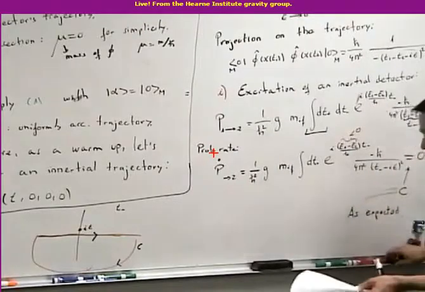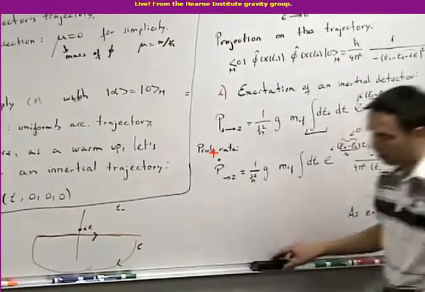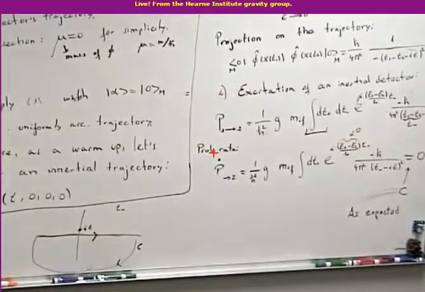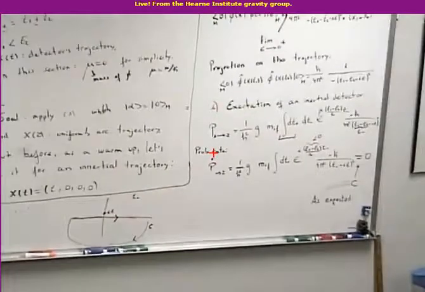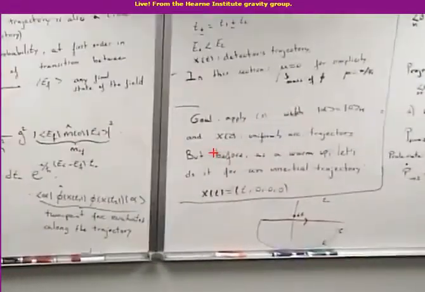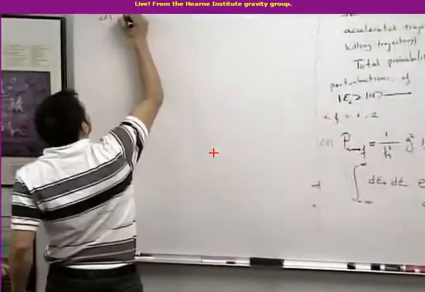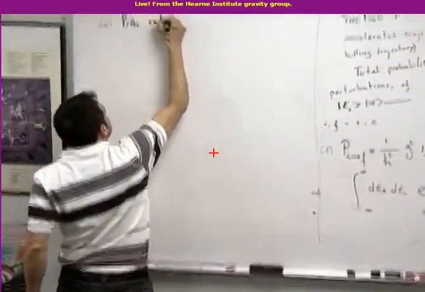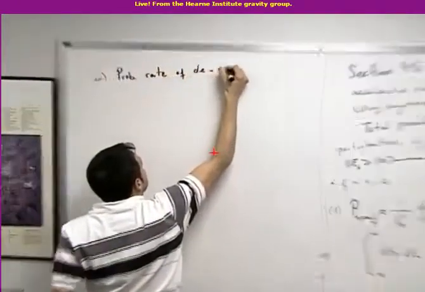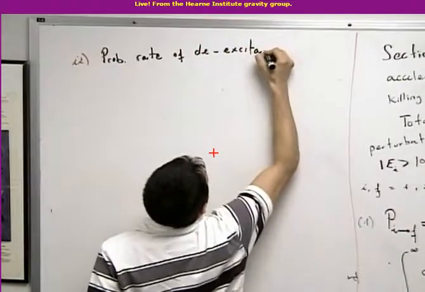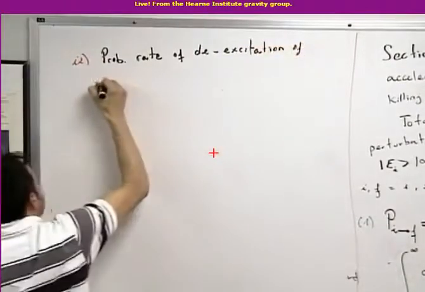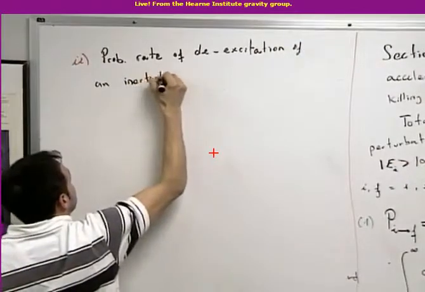So an inertial detector in the Minkowski vacuum doesn't see anything because the state is a vacuum, there are no particles to detect, as we could expect. So is that clear for everybody? Let me now, for curiosity, compute the probability rate of de-excitation or emission of an inertial detector.